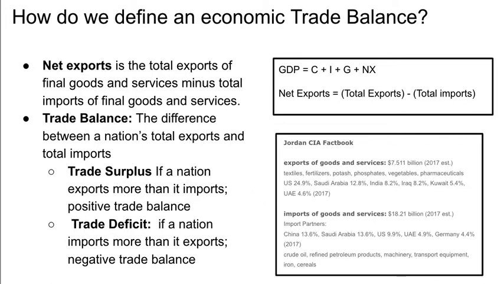Currently in this data over here, we're seeing that Jordan is experiencing more than $10 billion of trade deficit, versus if a nation has a larger amount of total exports than total imports, like China currently, because they are one of the largest exporters in the world of goods, then they would be having a trade surplus.